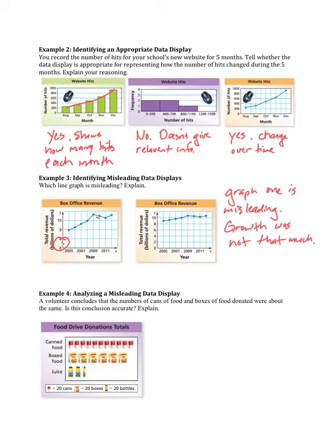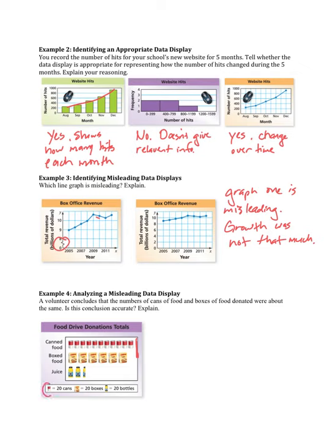Okay. And our last one, we're going to analyze a misleading data display. It says a volunteer concludes that the numbers of cans of food and boxes of food donated were about the same. So we can see that these two rows kind of end up in about the same place, a little bit more cans, but about the same. Is this conclusion accurate? So let's see here.